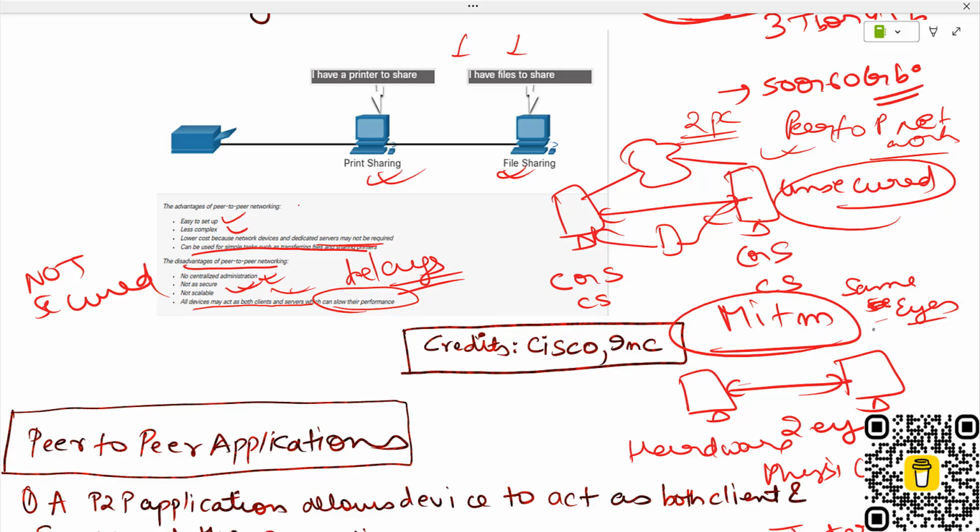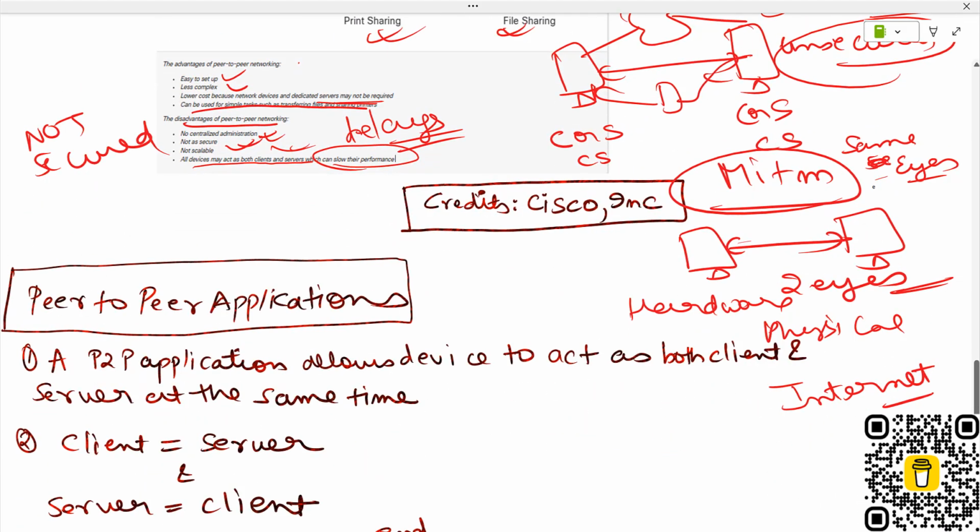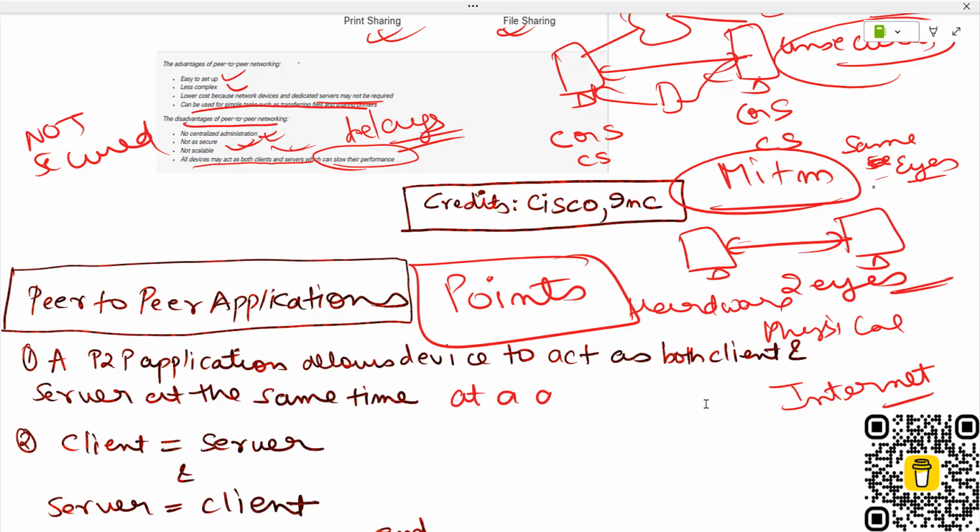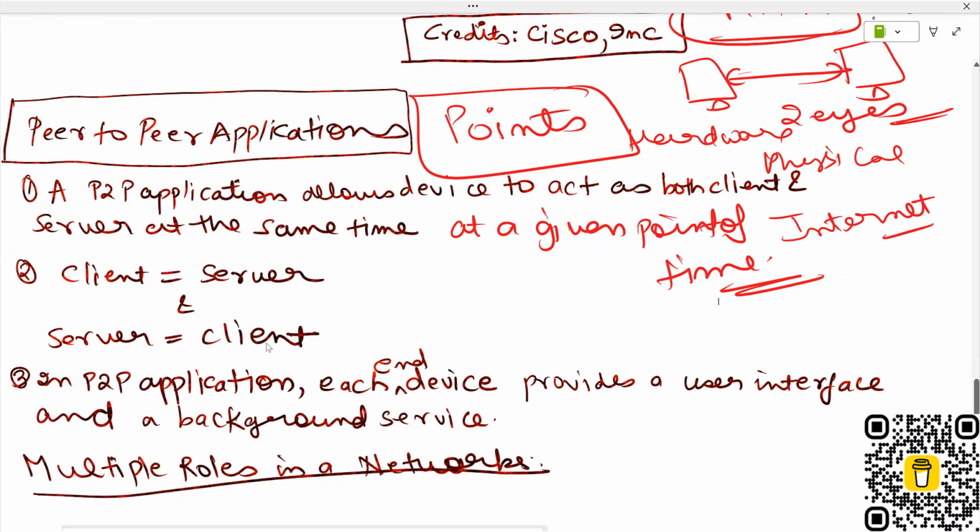Okay, so let us discuss the next thing. What are peer-to-peer applications, or what are some of the important points? Let's discuss this as well. A peer-to-peer or P2P application allows a device to act as both client and server, or client or server, at a given point of time. Okay, so this is the first point. So client is equal to server and server is equal to client.